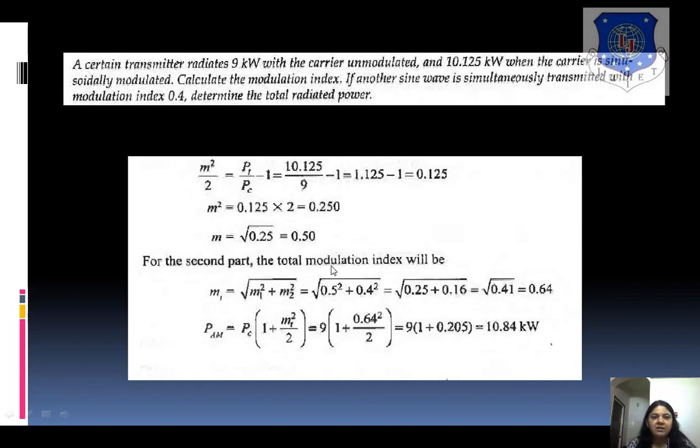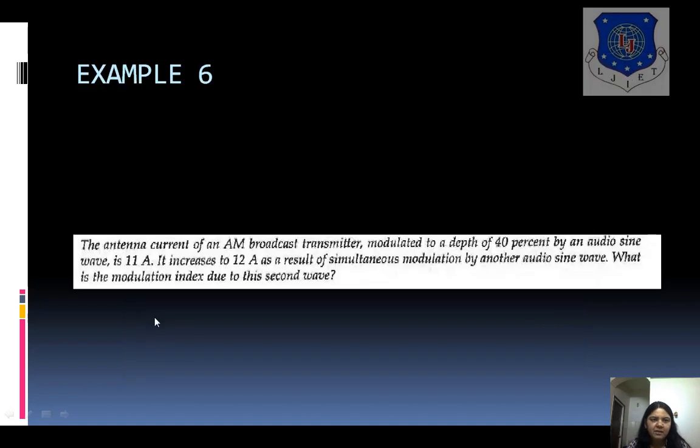For the second part, the total modulation index will be, now we know the equation for the total modulation index. It's mt is equal to square root of m1 square plus m2 square. So putting the value of m1 and m2, we can find out mt is equal to this. PAM is equal to PC in bracket 1 plus mt square by 2. So by putting the value of this m, you can find out the power value. Again, this example is also a very important example.